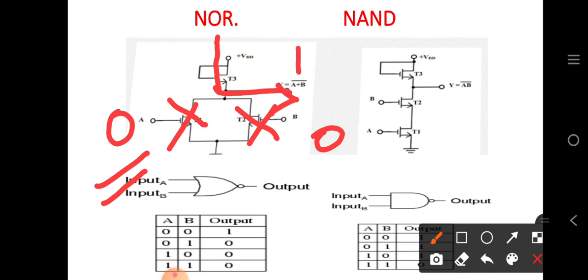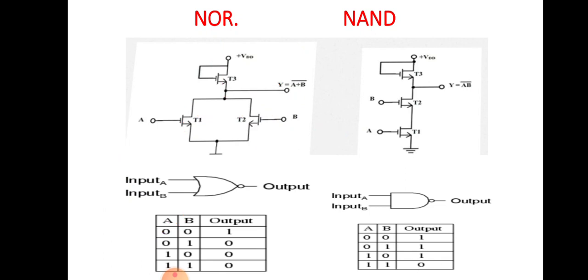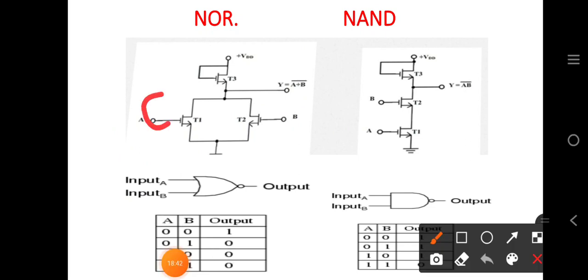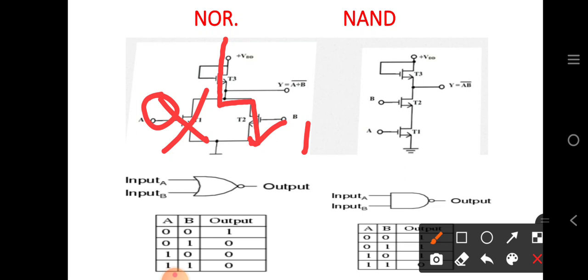Okay, so this is the first condition. Now the second condition, if A equals 0 and B equals 1, it means this transistor will be in cutoff region and this will be in saturation region. Now the current will come like this and it will flow from T2 and go towards the ground, and thus the current will pass towards the ground, thus there will be no current at the output side. So we will get the output as 0.